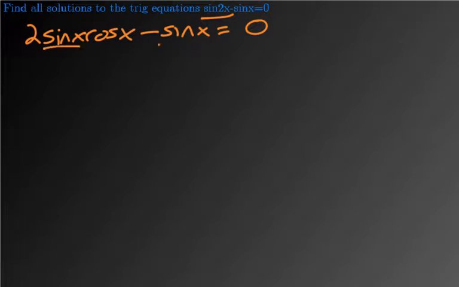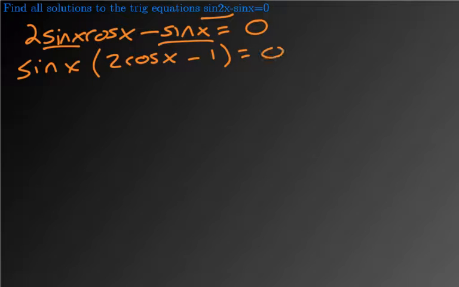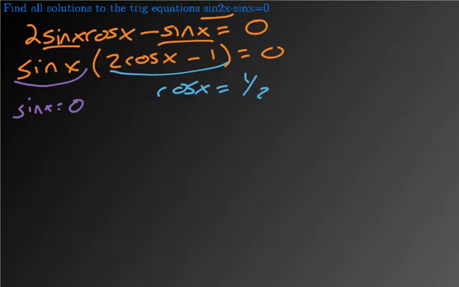Anytime in math you ever see the same thing in 2 terms, I would take it out. So you've got sine x, and then you've got 2 cos x minus 1, equals 0. And really no need for u subs or anything here. You basically have one way to get this to equal 0, and that's if sine of x equals 0. And you have another over here, if 2 cos x minus 1 equals 0, or cos x equals a half, right?